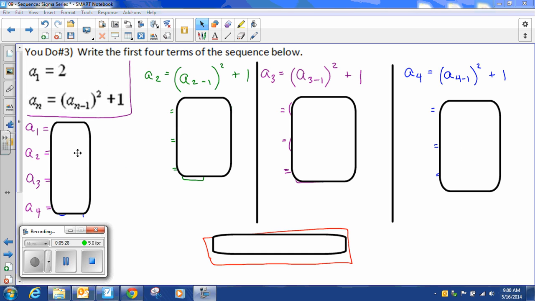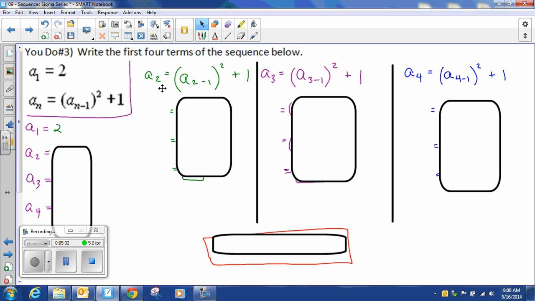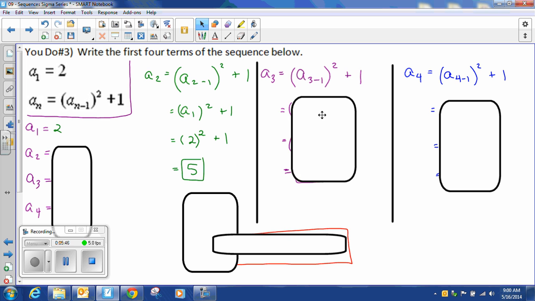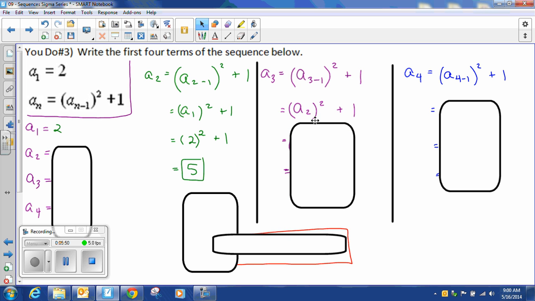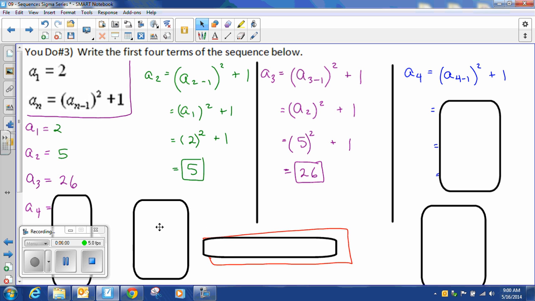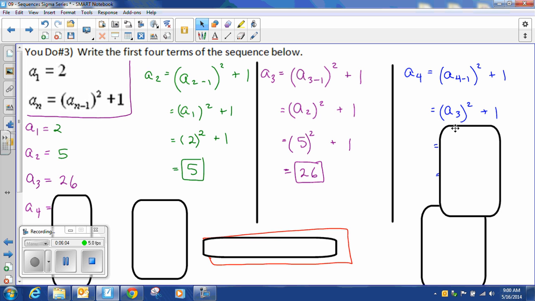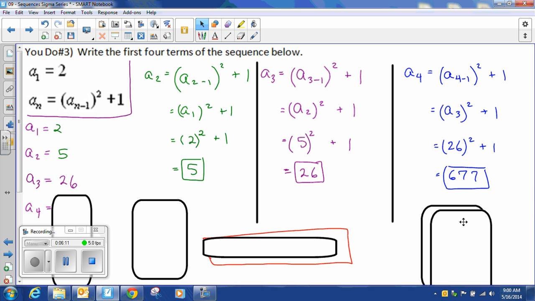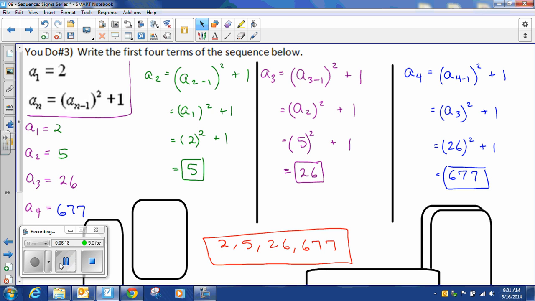Okay, you do number 3. First term is 2. Second term is found this way. Plugging in 2 here. A sub 1 squared plus 1, so it's the previous term squared plus 1, which is 5. Third term, plugging in 3 here. We're looking for the previous term squared plus 1. 5 squared is 25 plus 1 is 26. And the fourth term, a sub 3 squared plus 1. A sub 3 is 26. 26 squared is 676 plus 1 is 677. And our first 4 terms of the sequence are 2, 5, 26, and 677.